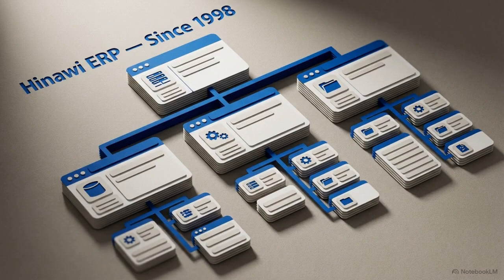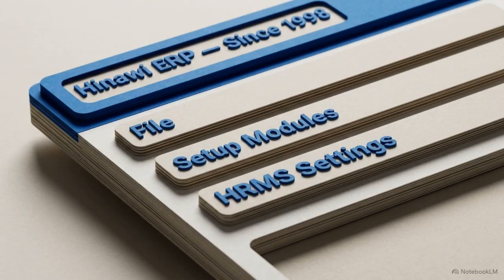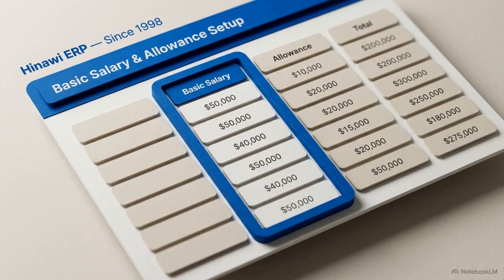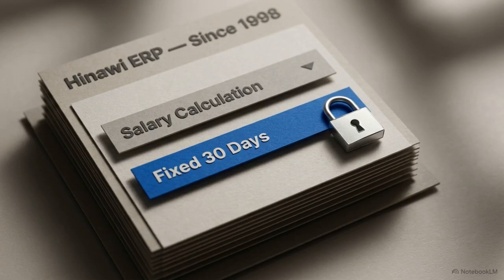Preventing common payroll errors begins by properly structuring the system's foundational architecture. Navigate to the File menu, select Setup Modules, and open the HRMS settings. In the Basic Salary and Allowance Setup screen, you must separate the basic salary from other compensation items, such as housing or transport allowances. Verify that the Salary Calculation drop-down menu is locked to Fixed 30 days.